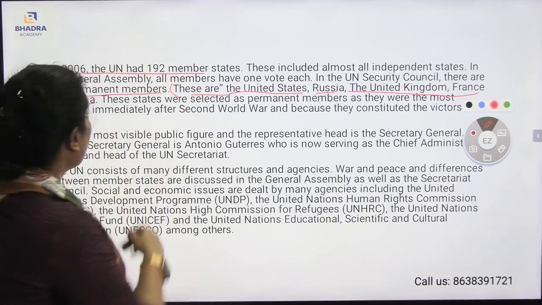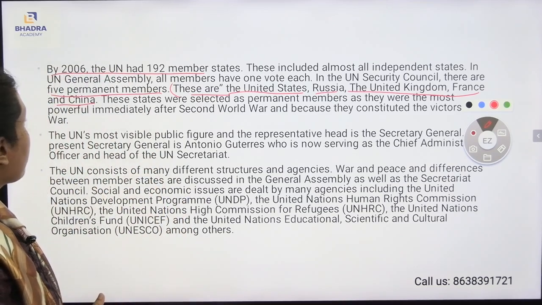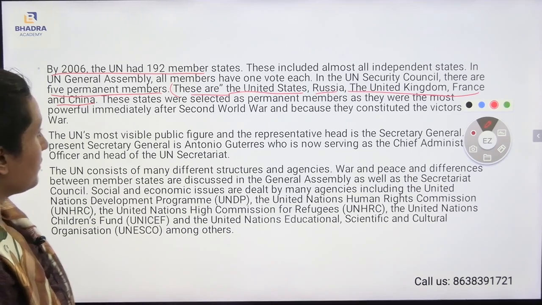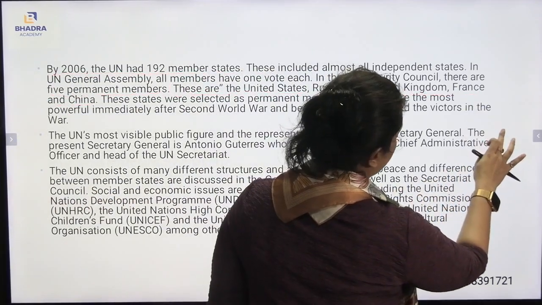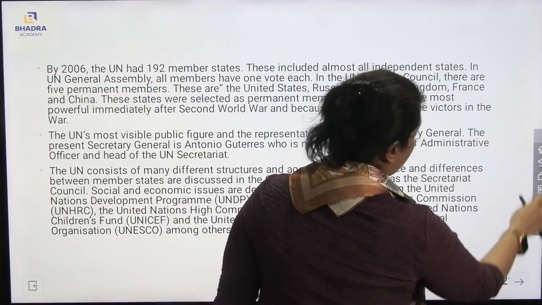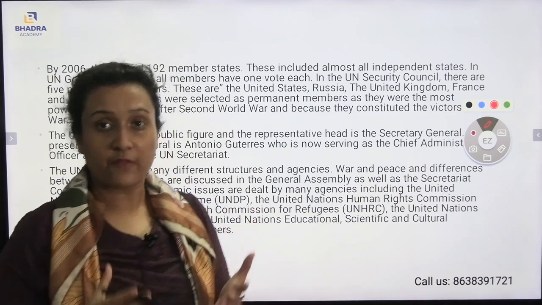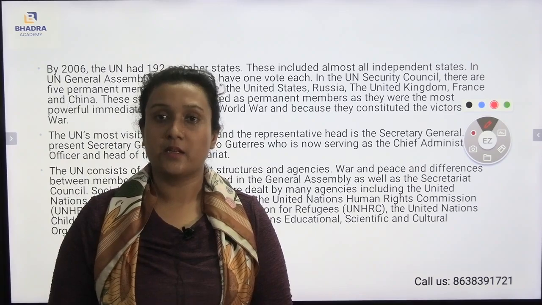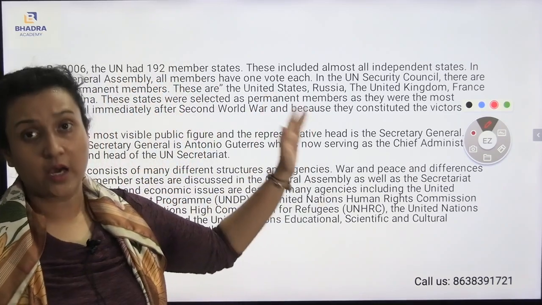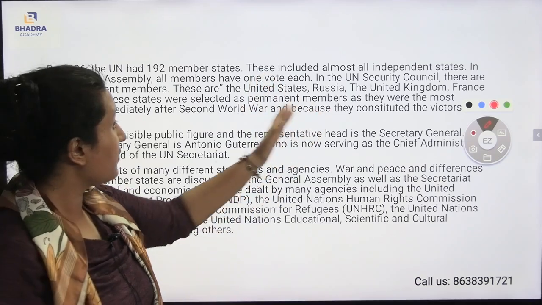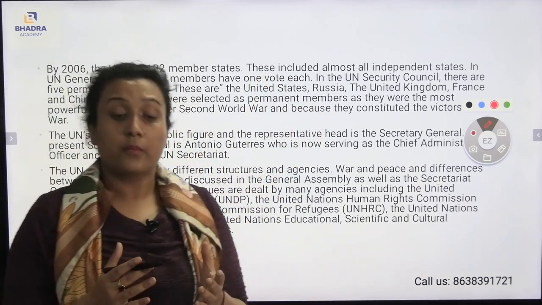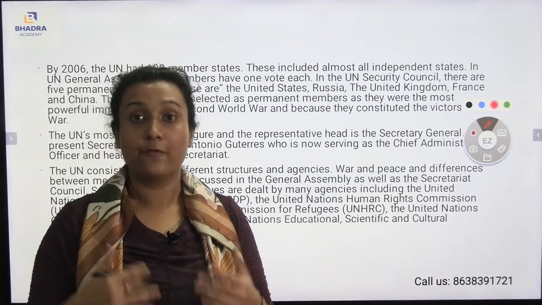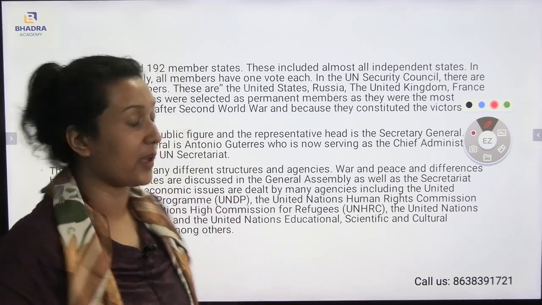Very, very important. The states were selected as permanent members as they were the most powerful immediately after the Second World War, and because they constituted the victors of the wars. Why were these 5 countries included as permanent members under the United Nations? The United States, Russia, China, France, and the United Kingdom, because right after the Second World War those countries were considered the most powerful and more victorious during that time.